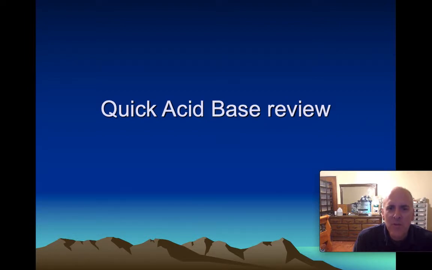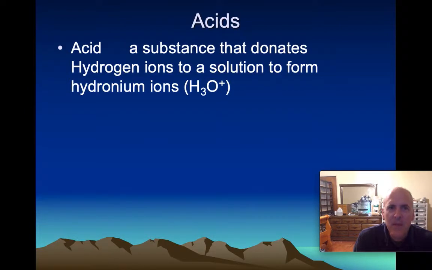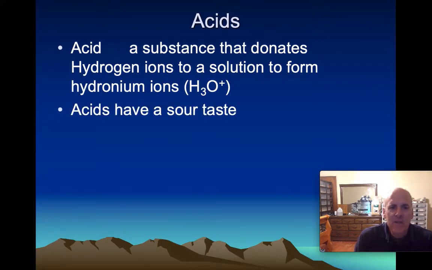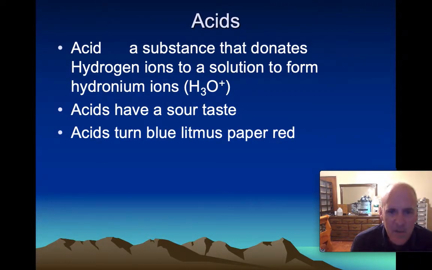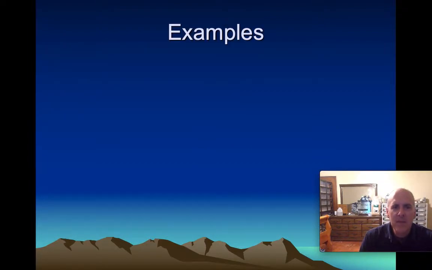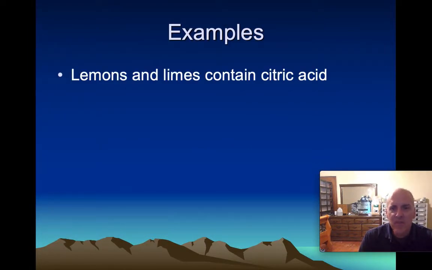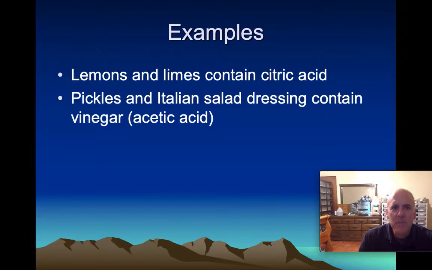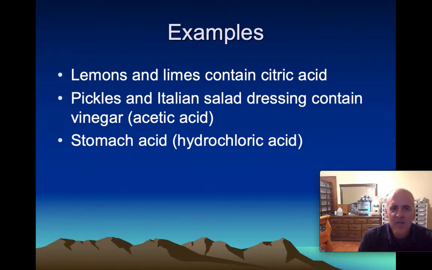So you should know this already, but just a quick review. Acids are substances that donate hydrogen ions to a solution to form hydronium ions, written as H3O+. They have a sour taste. Think vinegar. Vinegar is acidic. It turns blue litmus paper red. Examples: lemons and limes contain citric acid. Pickles and Italian salad dressing contain vinegar, which is acetic acid. In your stomach right now is a very strong acid called hydrochloric acid.